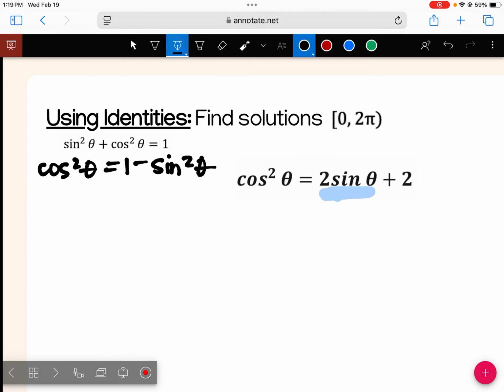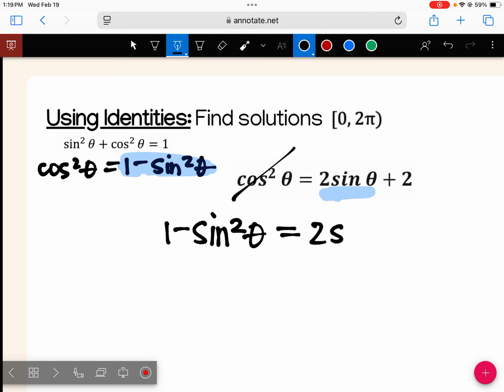So now we literally have this great thing that we can just plug in. We'll turn that into 1 minus sine squared theta equals 2 sine theta plus 2. So we just do that, because those things are equivalent. Cosine squared theta is equal to 1 minus sine squared. I'm not just willy-nilly putting anything wherever I want.